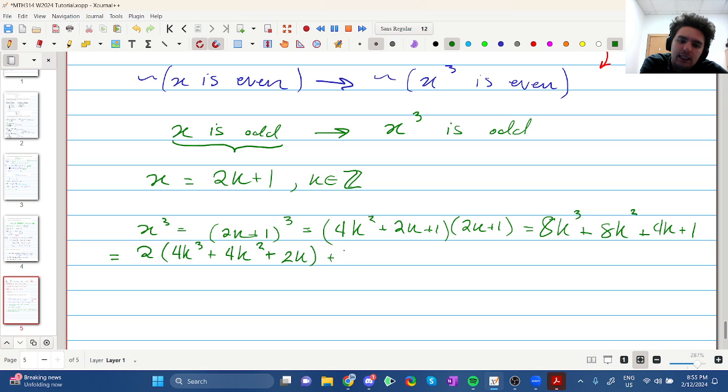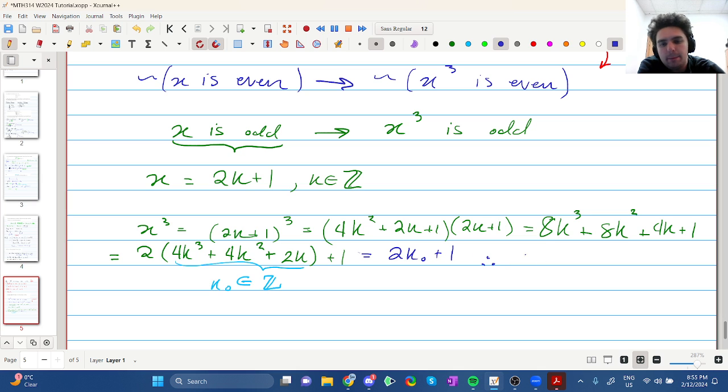Since k is an integer, all this is an integer, an element of Z. Call this k naught. So then we have that this is equal to 2k naught plus 1. Therefore, x cubed is odd. That's the definition of odd: one above a multiple of 2.